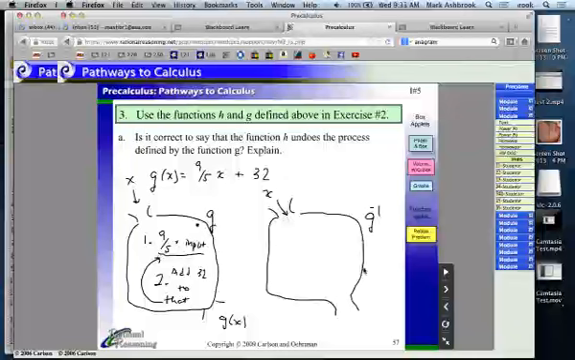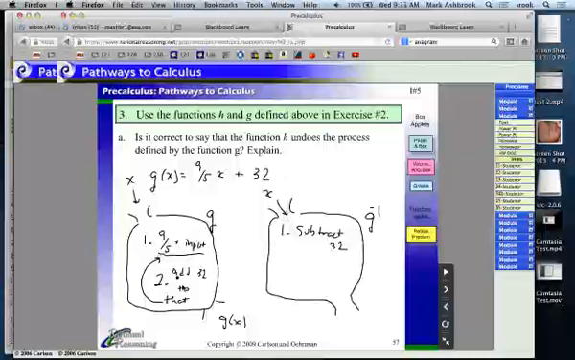So if this undoes what this did, and then what do you do to undo it? It's like going backwards through the machine. So the first thing you're going to do is subtract 32. Well, what do we do? We just created a one-step process.